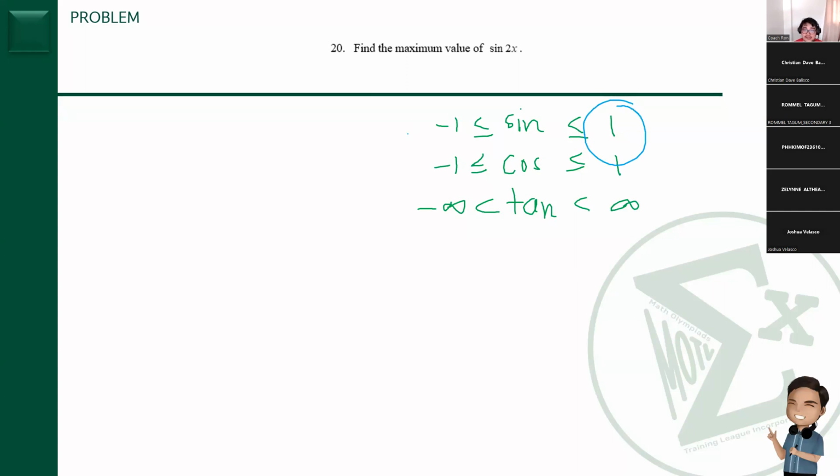Sir, how did we get that one? It's a property. These are the properties of sine, cosine, and tangent. Well, it's going to be in your trig class. Once you're done with your unit circle, you'll be able to see why it's in between those values.